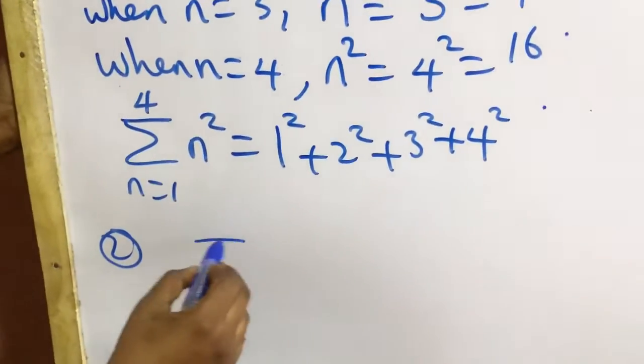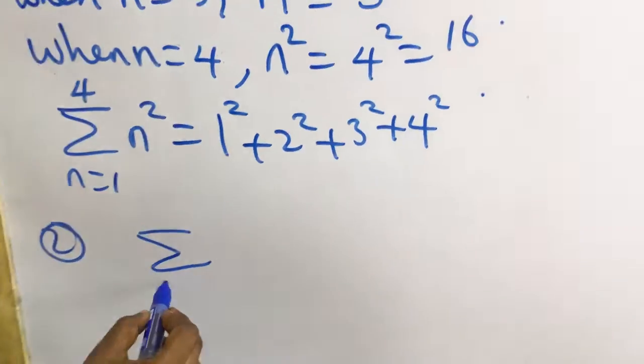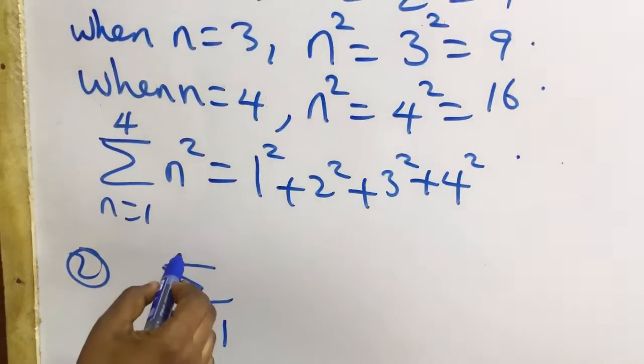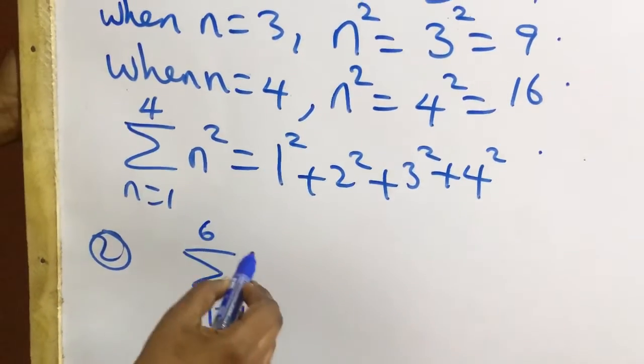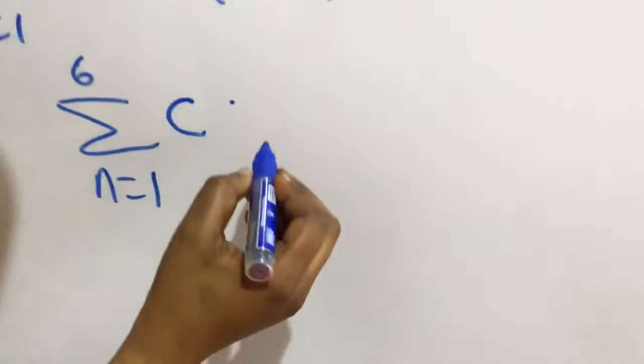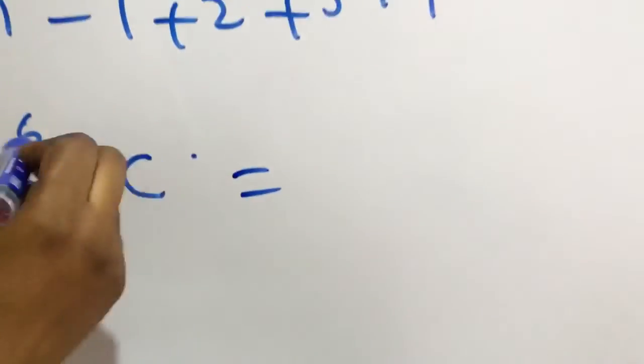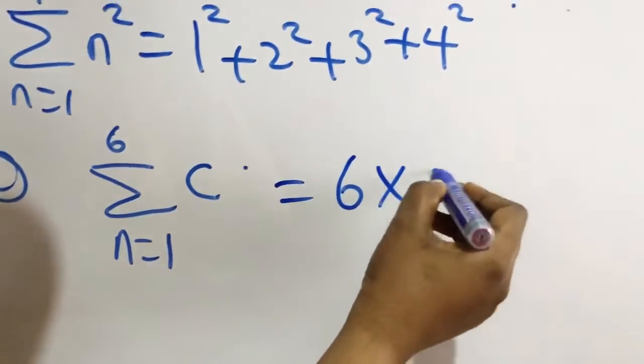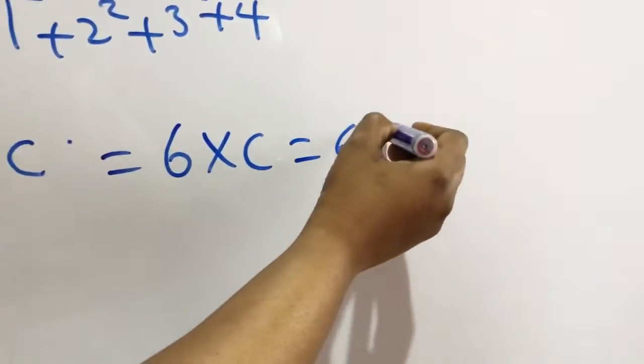So if you have summation of n is equal to 1 to, let's say, 6, and you have constants, you will just do it like this. You just use 6 to multiply the constant, so it's equal to 6c.